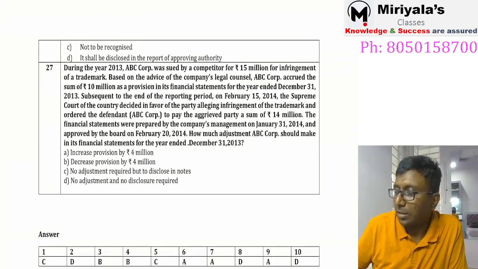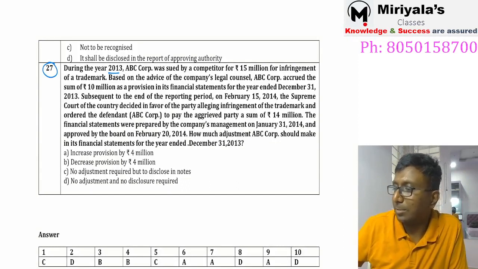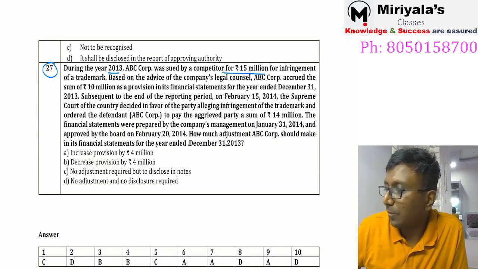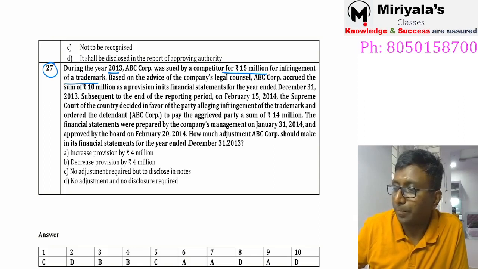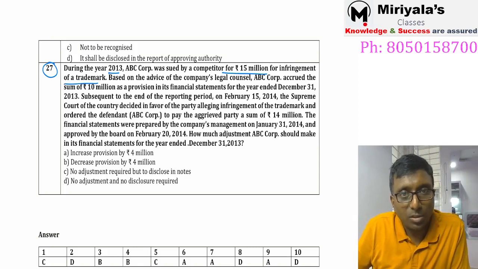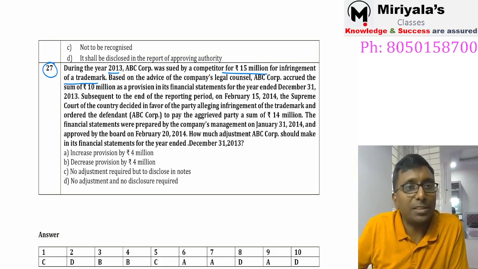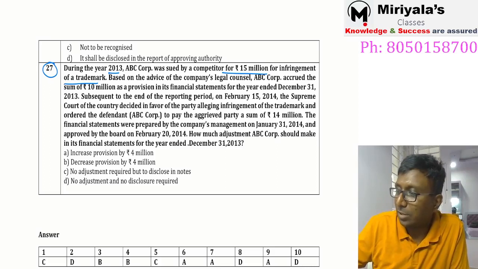Okay, perfect. Now 27th question. During the year 2013, ABC Limited was sued by a competitor for 15 million for infringement of the trademark. Okay, they misused the trademark. Based on the advice of the company's legal counsel, ABC accrued the sum of 10 million as a provision. Already they made a provision of 10 million rupees in December itself. Observe it. This is year 2013, which means the calendar year, and as you know, that is December.